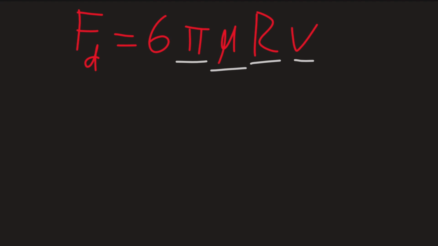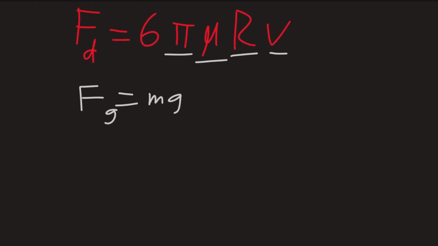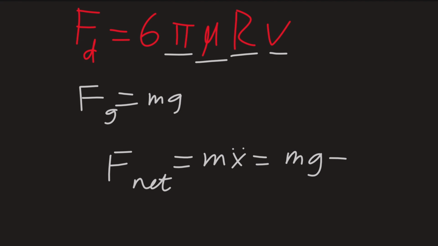We know that our force of drag is equal to that, but we also know that our force due to gravity is just our normal mg, right? So this means that F net, which is mass times acceleration, is equal to mg minus, I'm going to call all these constants k for now, times v. Another way we can write this is v dot equals g minus k over m times v.